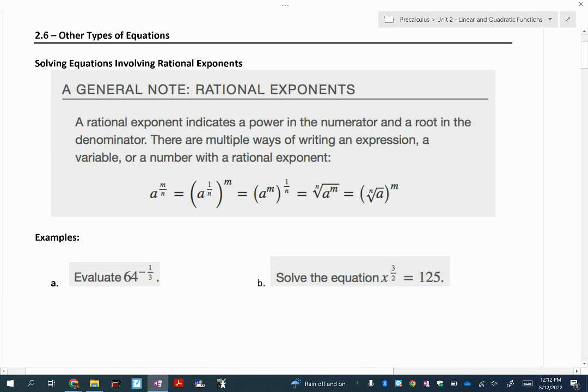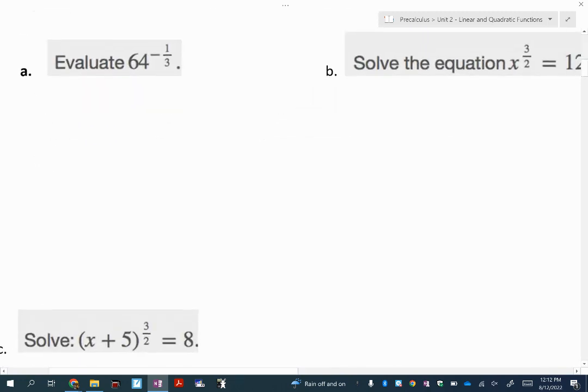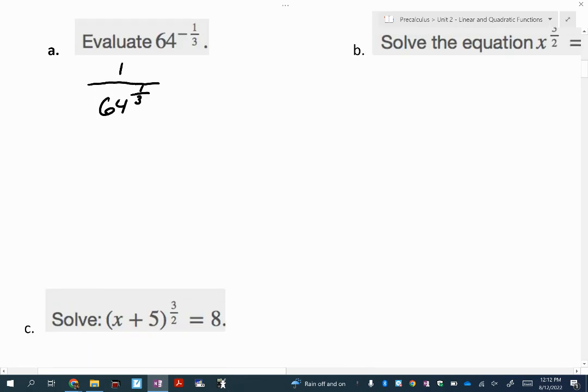So we'll start with a general note about rational exponents, and this is where you're going back from a fraction in your exponent and rewriting it as a radical around that number. I'll give you an example with letter A. The first thing I notice is it is a negative rational exponent. So I'm going to do 1 over 64 to the positive 1/3 power. Everything I do is going to be in the denominator now.